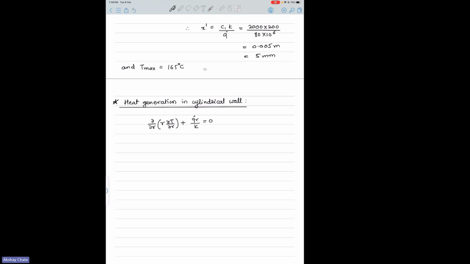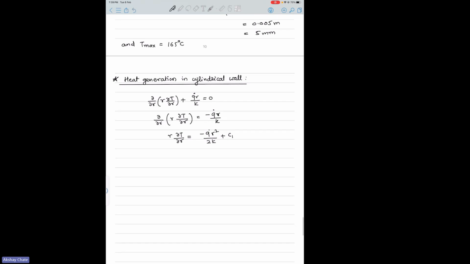So the way to do this is, again, you take this term, del t by del r, minus q dot r by k, and then you integrate it once, so you get r del t by del r, which will be minus q dot r square by 2k plus c1. Now you divide it by r on both sides, so you get minus q dot r by 2k plus c1 by r. Now you again integrate it once, you get minus q dot r square by 4k plus c1 ln r plus c2.